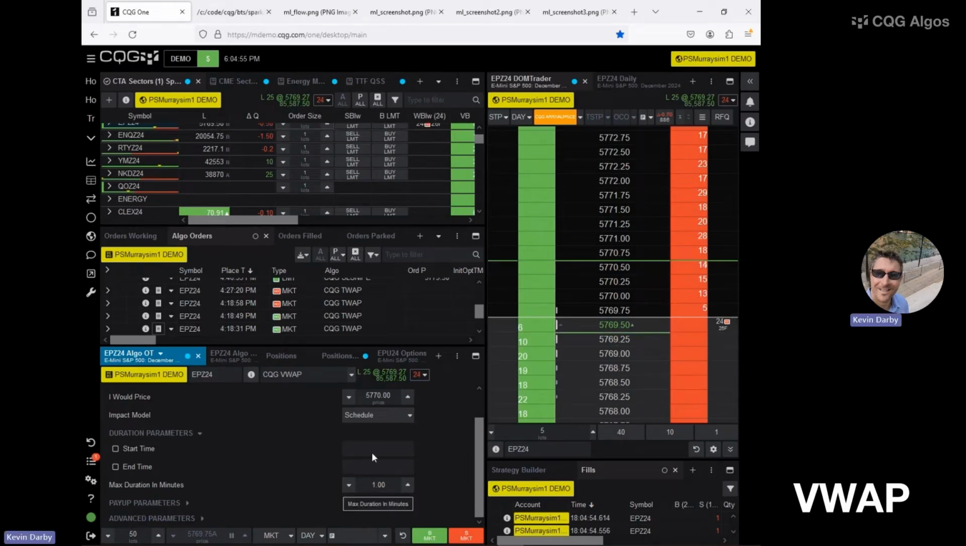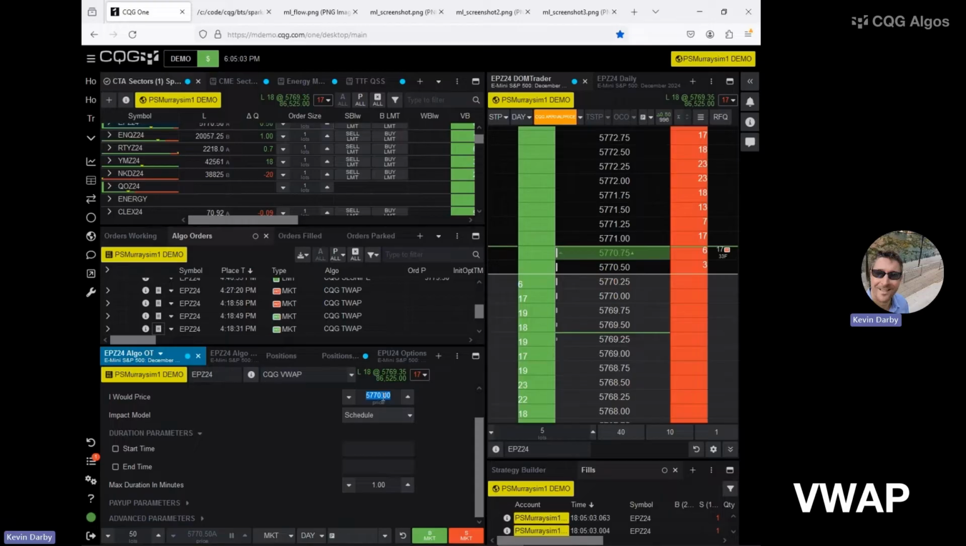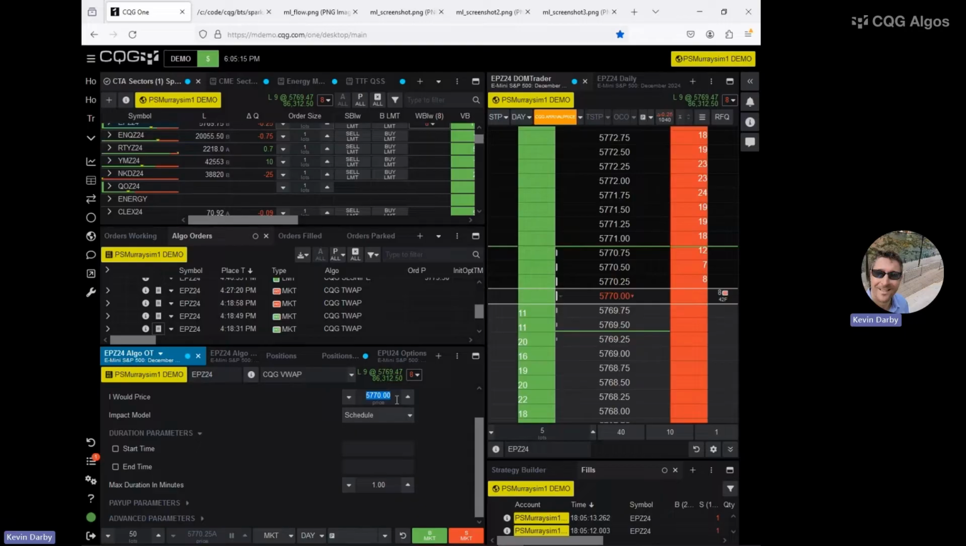However, again, we offer more advanced functionality. I would price. This is the price at which the algo will indiscriminately take liquidity up to size at this level or better. This allows the user to express a desire to deviate from the VWAP schedule for a really good price. Here we'll do a 50-lot VWAP with an I would price.